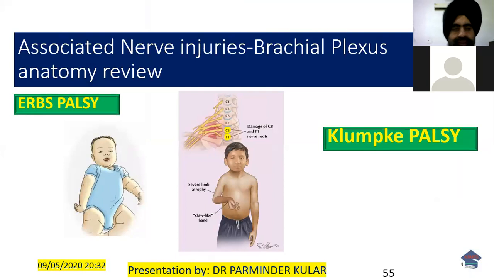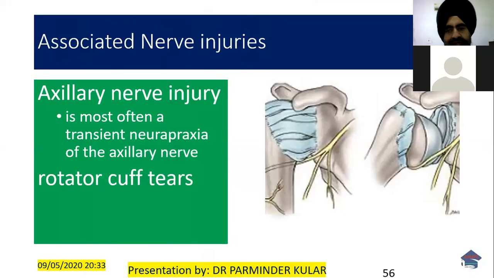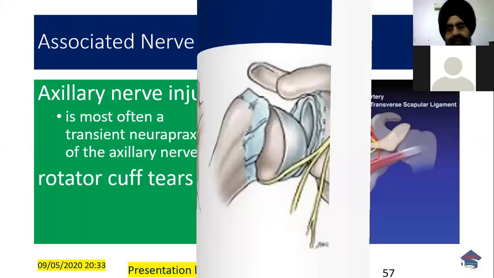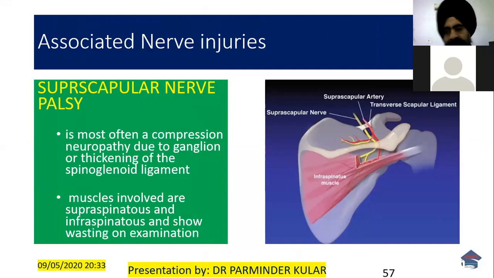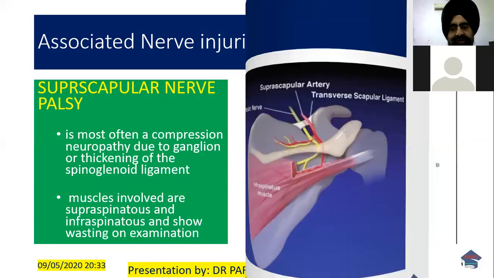And this is how the hand looks. And the nerve which is commonly injured around the shoulder is the axillary nerve. Then the suprascapular nerve, where it crosses the spinoglenoid notch underneath the transverse scapular ligament, is prone to compression. It will lead to palsy of the supraspinatus and infraspinatus.